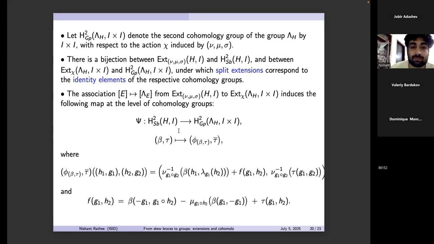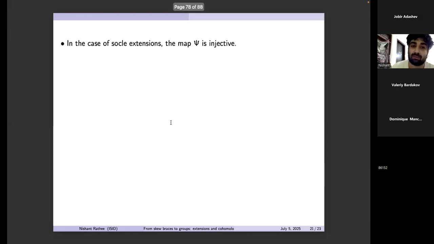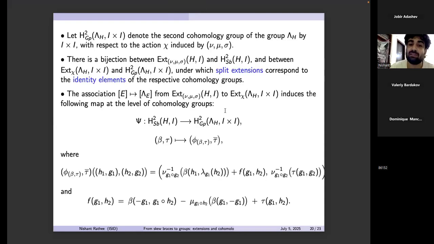In the case of Sokal extension, one can easily see that this map phi is actually a group homomorphism. Again, this required some calculations, but this map phi is a group homomorphism. So in the case of Sokal extension, this map phi is injective. As we see, this extension of skew braces splits if and only if the extension of the corresponding lambda group splits. And we know that under this association, a split extension goes to the identity element.